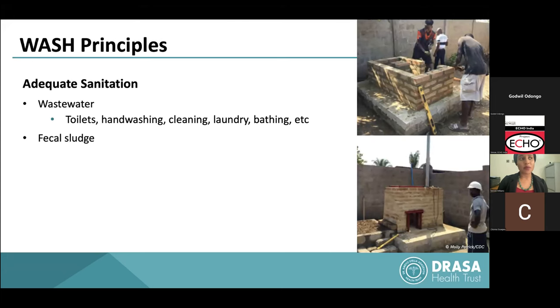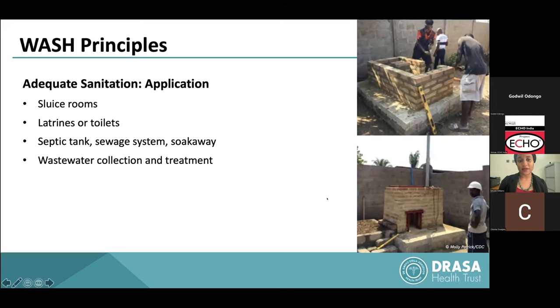The waste that's coming out of the toilets, the hand washing points, the cleaning areas, the laundry, where patients are bathing, the sluice room, where are we putting all of those things? Where are they ending up? Do we have an adequate sanitation system? And as we know, this is the application. It should look like this. We must have some kind of soak away septic system. There must be a way that we're collecting and treating, disposing of this kind of waste.